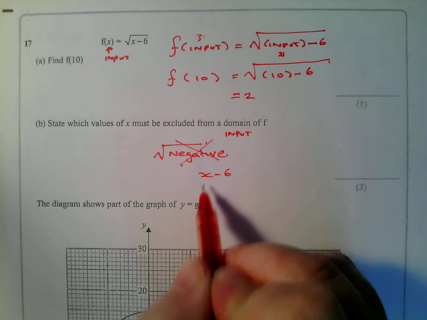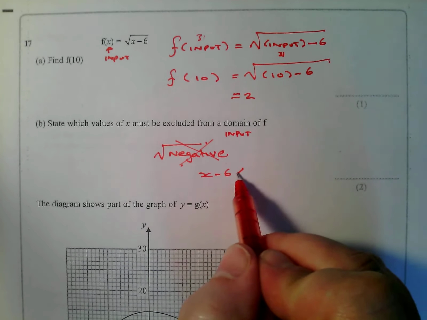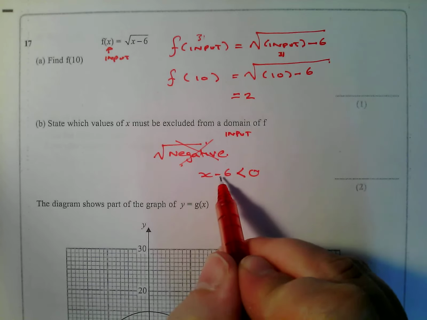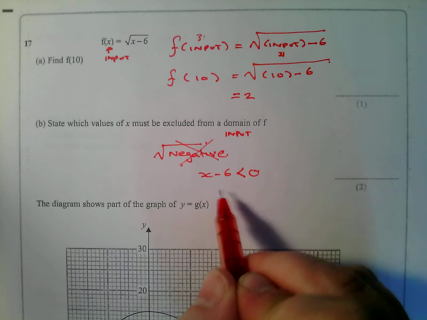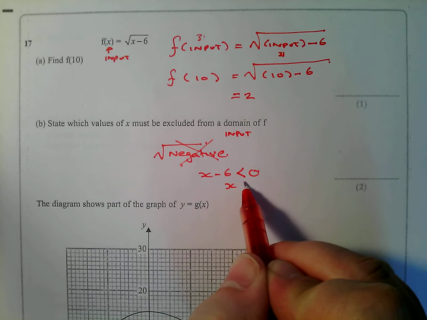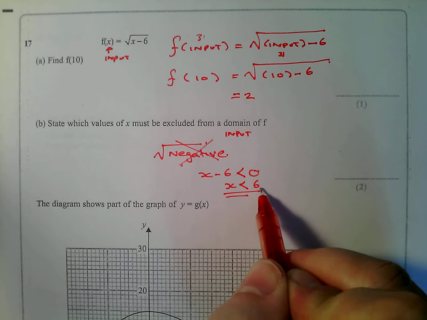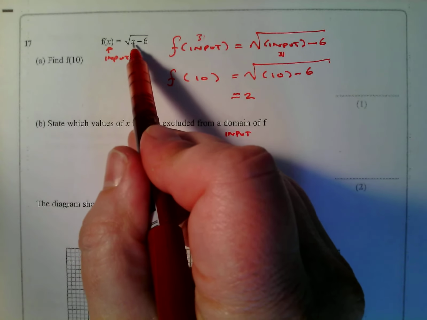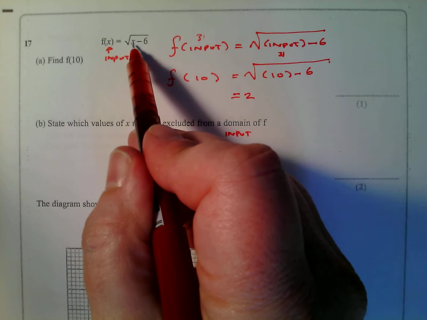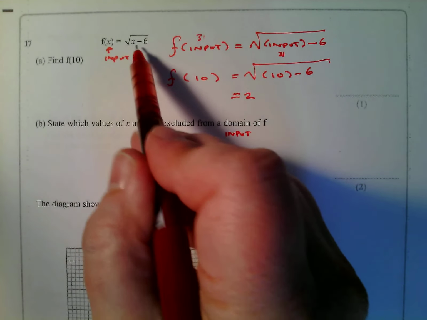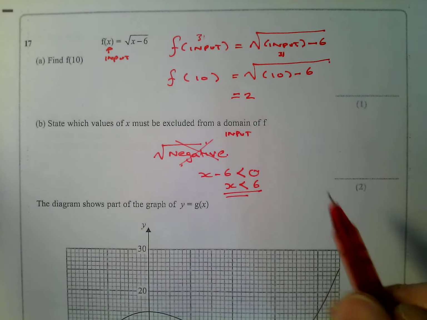Okay, well, in this case, then I must not square root a negative. That you mustn't do. So I need to ask myself, when is x minus 6 negative? Well, something's negative if it's less than 0. If x minus 6 is less than 0, it's negative.